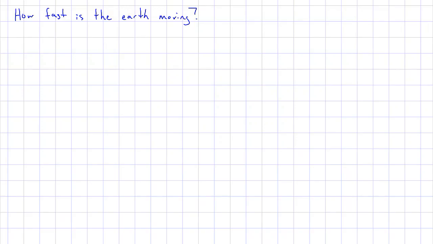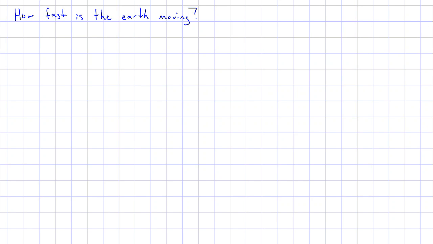So here we're going to do this word problem. How fast is the Earth moving through space? We have a couple of assumptions that we're going to make. The first is we're going to assume that the Earth is on a circular orbit. It's maybe slightly elliptical, but we're going to assume it's perfectly circular.